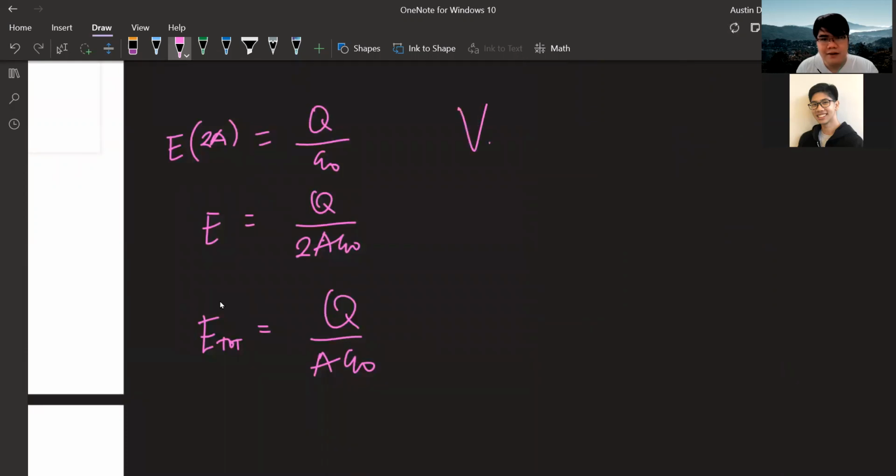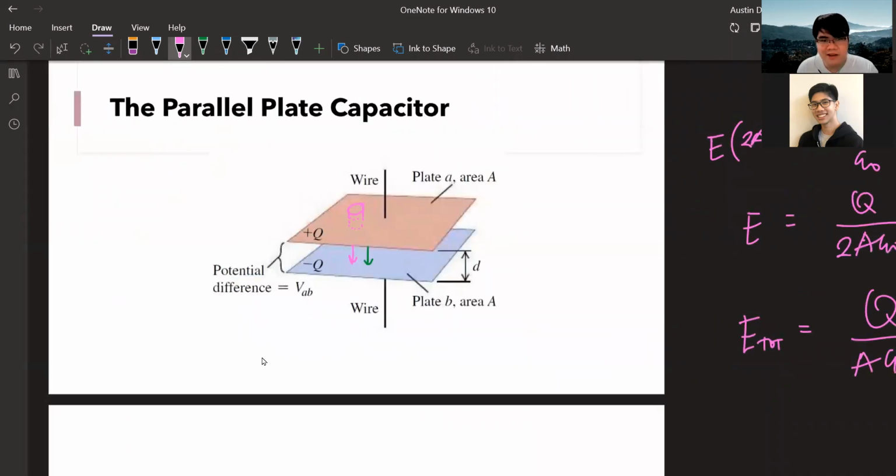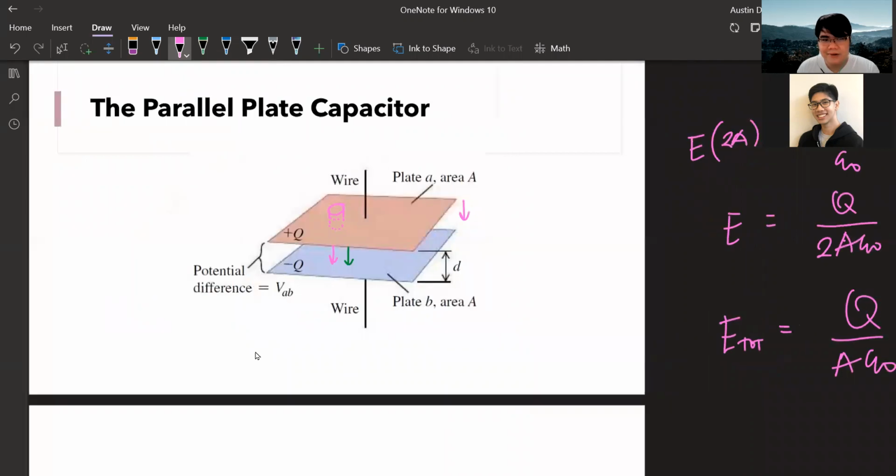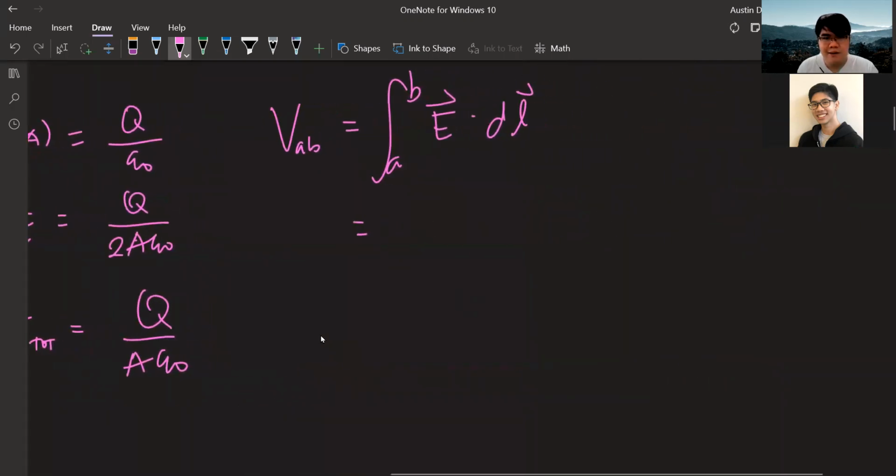Okay, so V_AB must be equal to the integral from A to B of E dotted with the field dL. Okay, so alam ko naman yung mga dot product. Yung dL ko, pipili na lang ako ng direction na downward. And they are parallel, so they multiply normally.